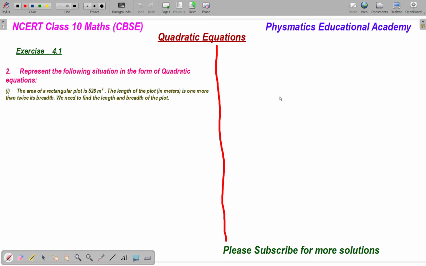Solution. Let the breadth of the rectangular plot be x meters.